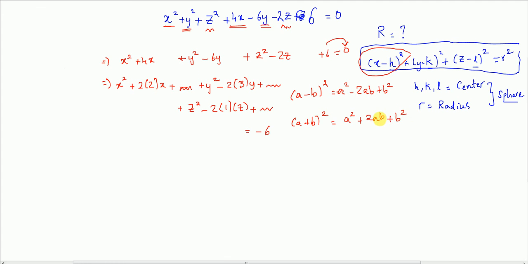This is the formula, no? Plus is there. So b is what? 2 in the first case. So we can write x plus 2 whole square plus y minus 3 whole square, plus z minus 1 whole square.